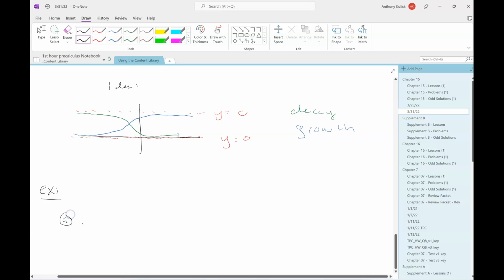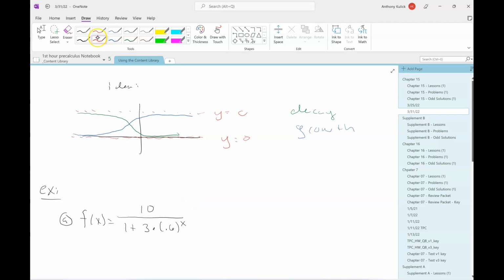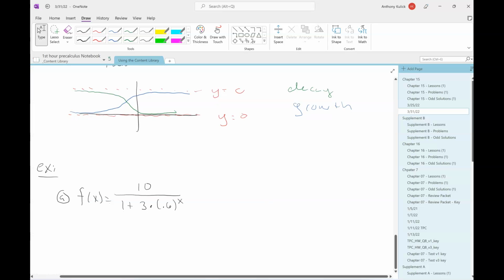So let's say we have some logistic function here. First of all, is this growth or decay? Is this logistic growth or is it logistic decay? How do we know? We're going to know by looking at the base of the exponential.